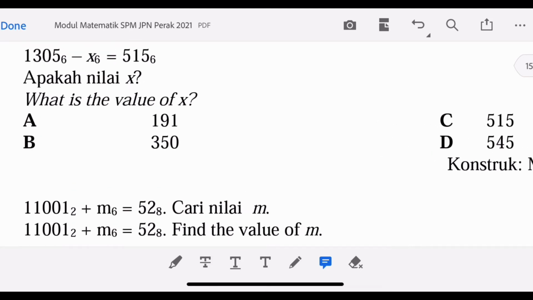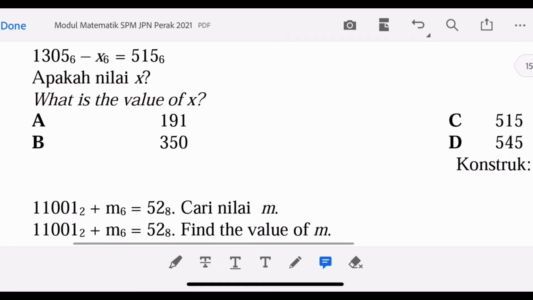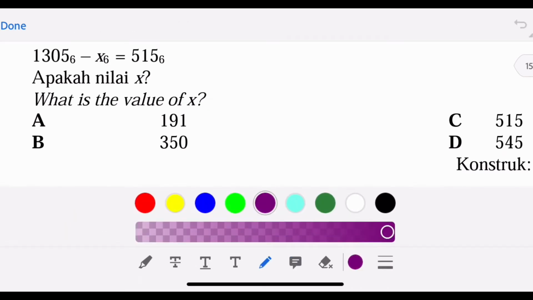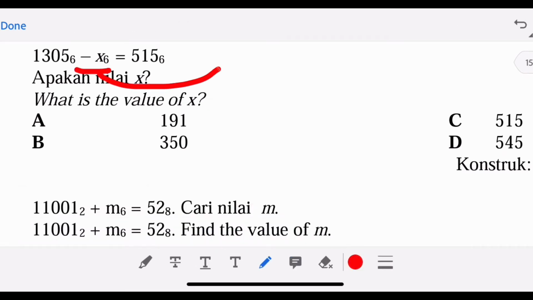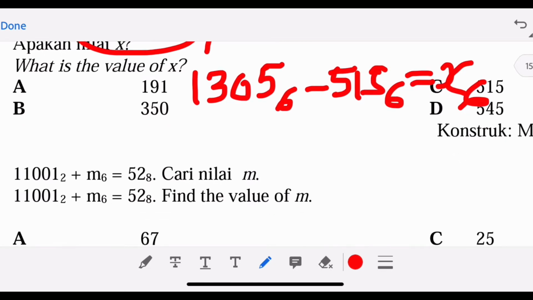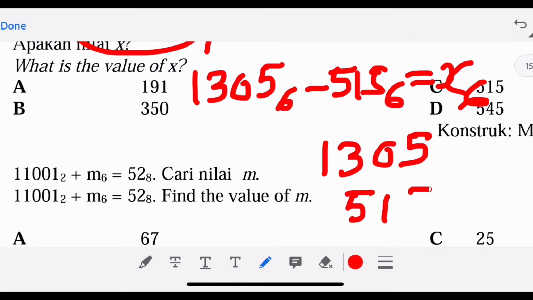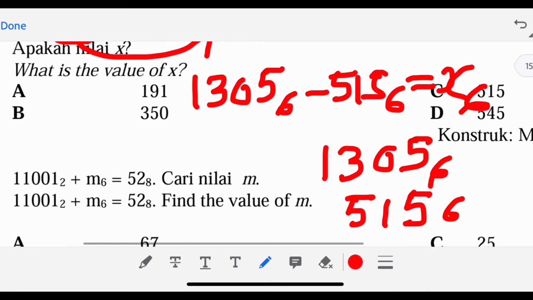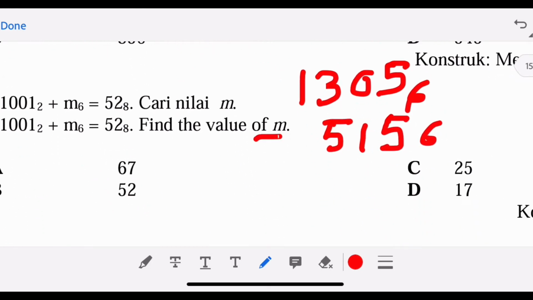Okay, so in this case, you see this question, you have to rearrange. This one you bring to the right, so it's 1305 base 6 minus 5105 base 6 is equal to 86. All are having the same base, so you got no problem to minus them, right? So let's minus the base 6 numbers.